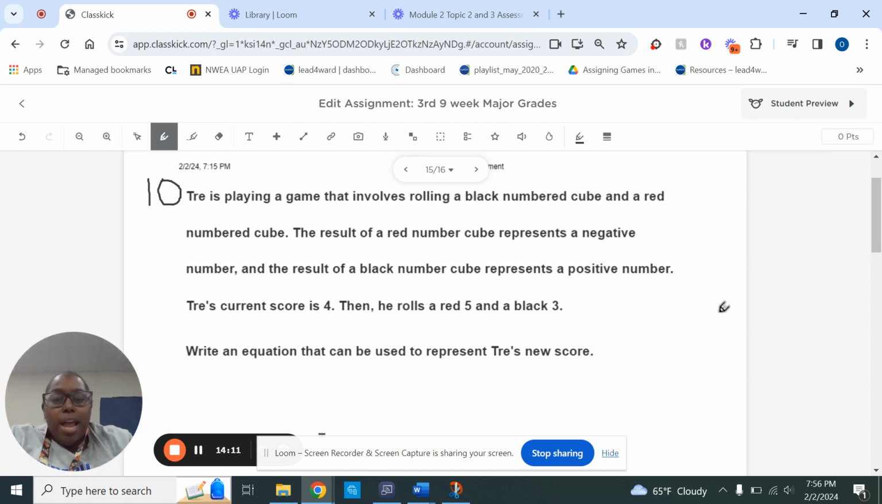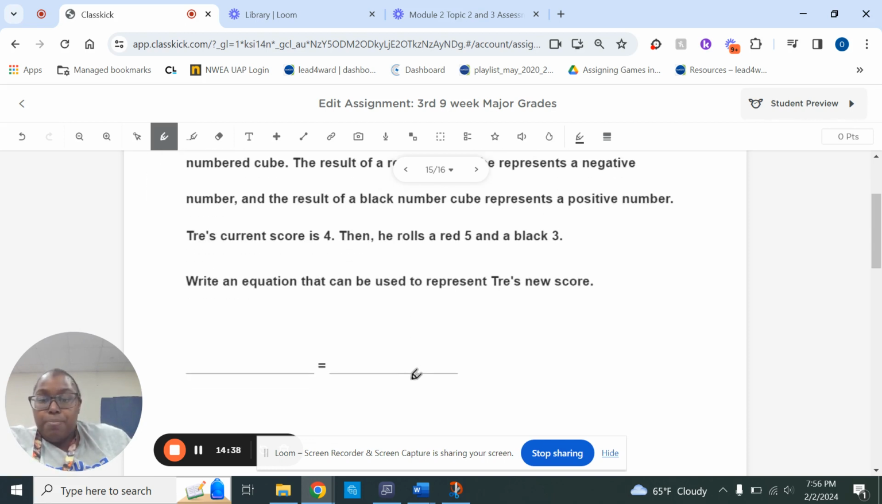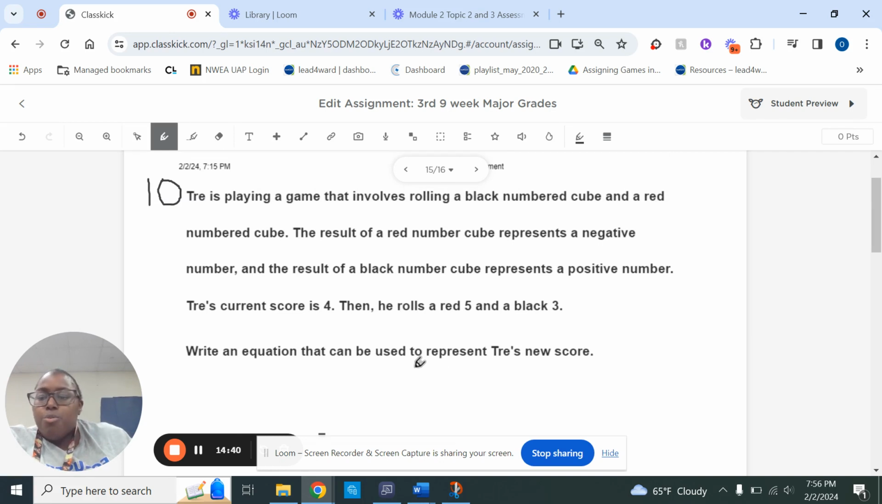The result of a red number cube represents a negative number, and the result of a black number cube represents a positive number. Trey's current score is 4, then he rolls a red 5 and a black 3. Write an equation that can be used to represent Trey's new score. This type of problem was a homework problem, and it was one of those pages that you had to turn in. So first off, what are we trying to find? We need to write an equation that represents Trey's new score.